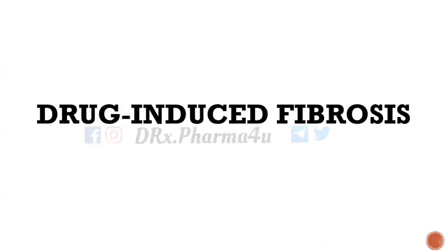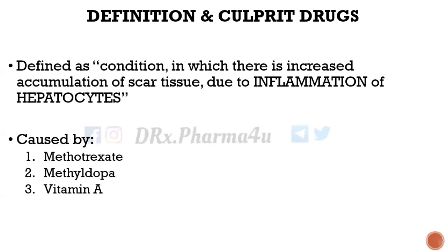Drug-induced fibrosis is defined as a condition in which there is increased accumulation of scar tissue due to inflammation of hepatocytes. So in simple words, when there is too much inflammation of hepatocytes, the liver cells get damaged. And on prolonged damage, they die. And in permanent damage, scar tissue is formed. So that condition is known as fibrosis. So that is also quite dangerous.